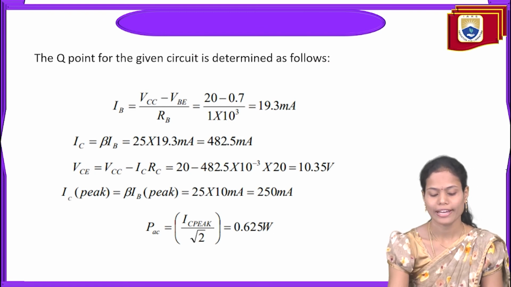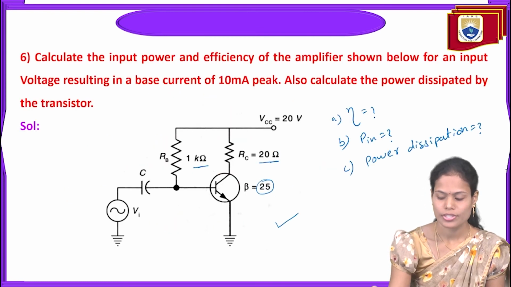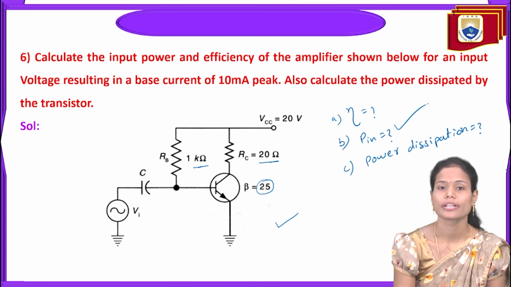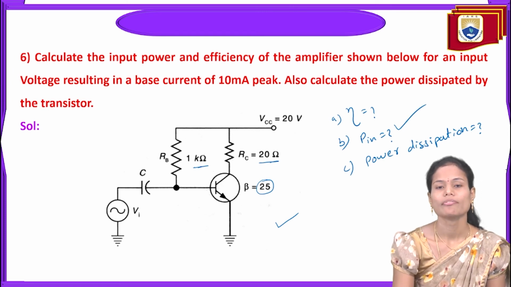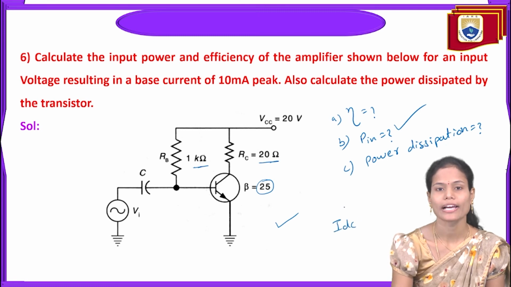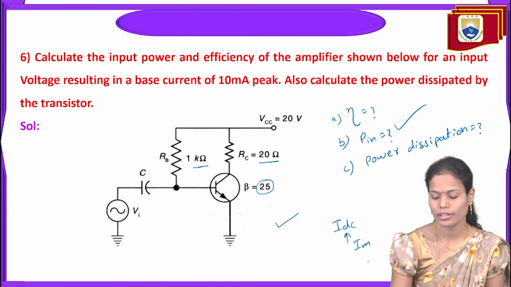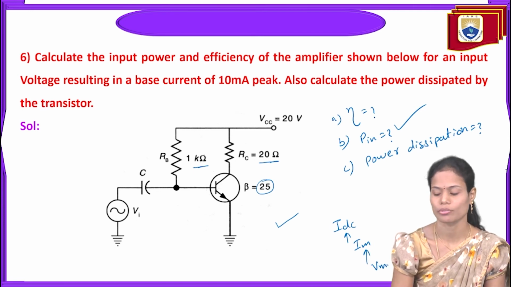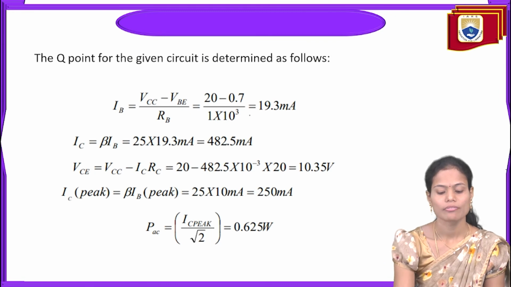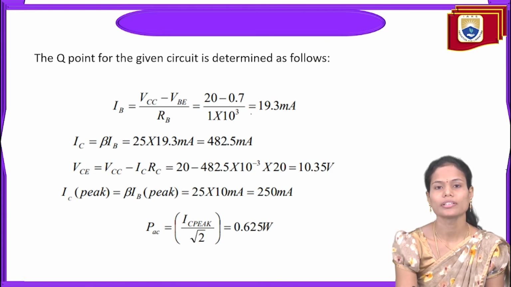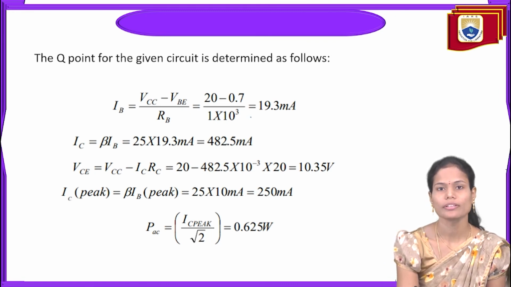So here, to calculate the DC power, how much it is delivering into the transistor, we require the DC current first. To calculate this DC current, we require the maximum current. To calculate this maximum current, we require the maximum voltage for the circuit. So that's why, first of all, we are calculating the Q point values of the transistor.